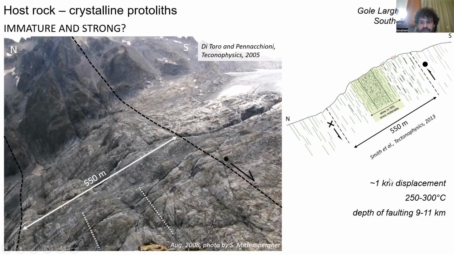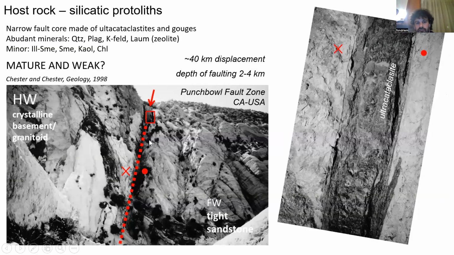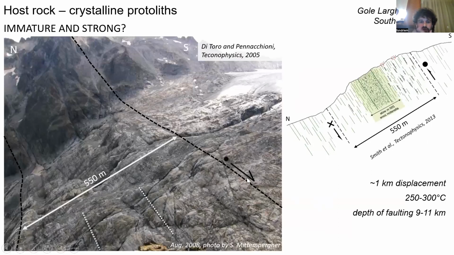This fault is immature compared to the first fault here. So here we have 40 kilometers of displacement. Here you have almost 1 kilometer of displacement, which is accommodated over an area of 550 meters. So it's a very thick fault zone.